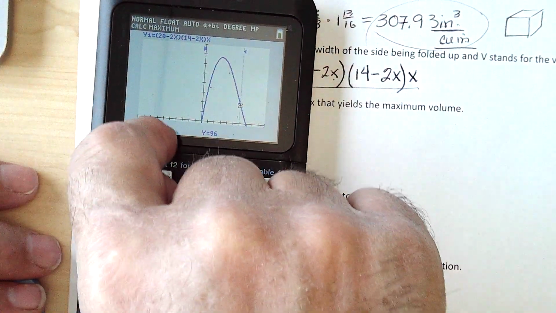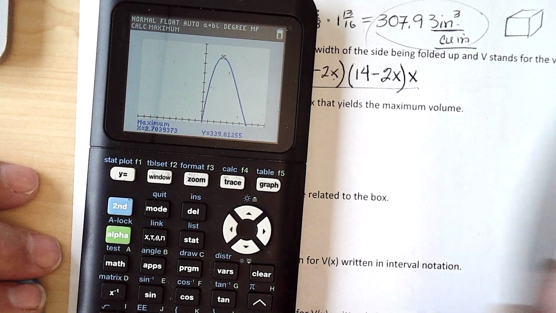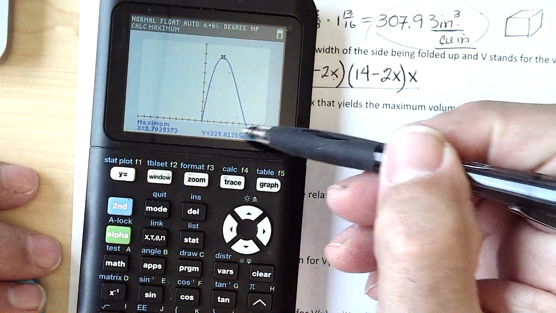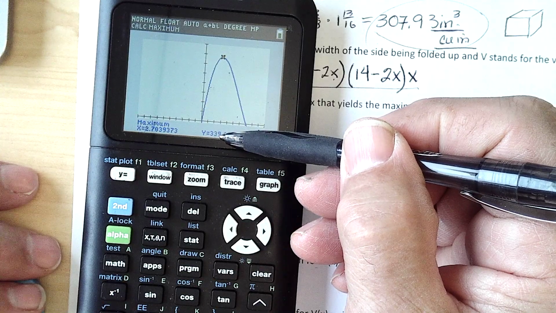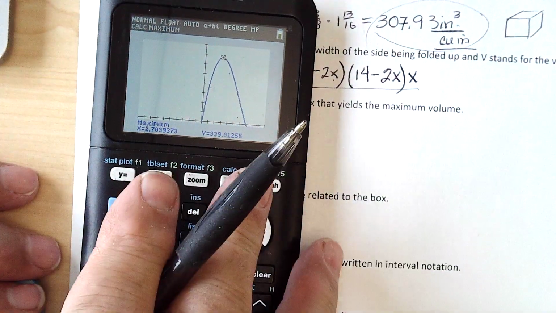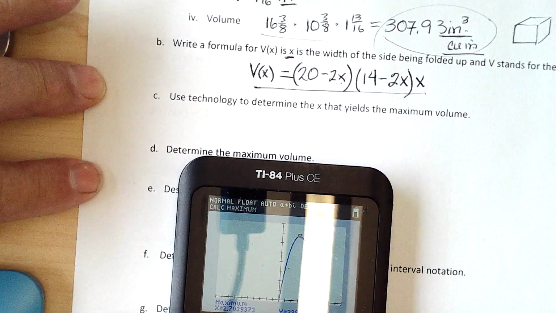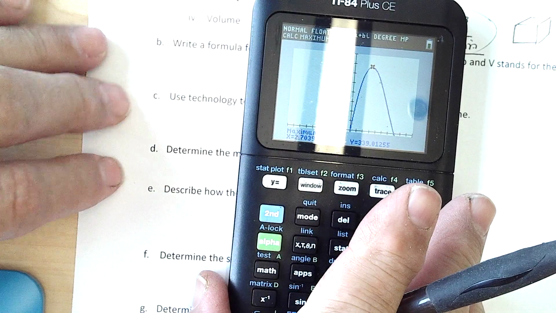It wants me to help it get a good start, and so I'm going to say 3. And it says, no, you should fold up 2.703, and you'll get 339. Notice that's a little bit more than what I got from tracing. So what x yields the maximum volume? 2.704.